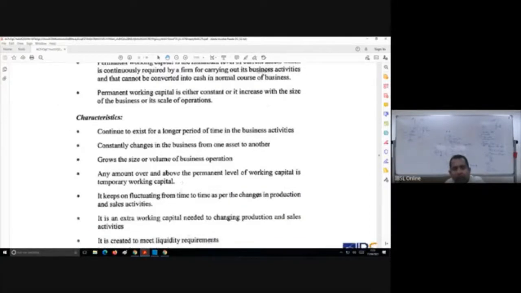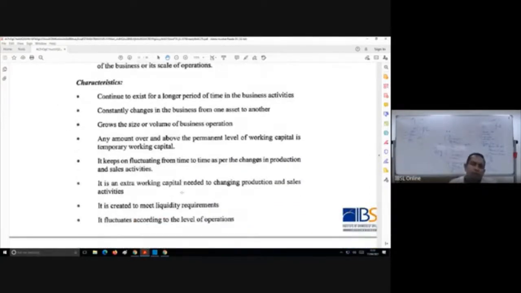Characteristics: continue to exist for long period of time in the business activity, constantly changing in the business from one asset to other, inventory, stock, cash, again inventory, stock, inventory, debtors, cash. So with that, it goes up and down. Grow the size or volume of business operation. Any amount over and above the permanent level working capital is temporary working capital. It keeps on fluctuating from time to time as per the changes in the product and sales activity.